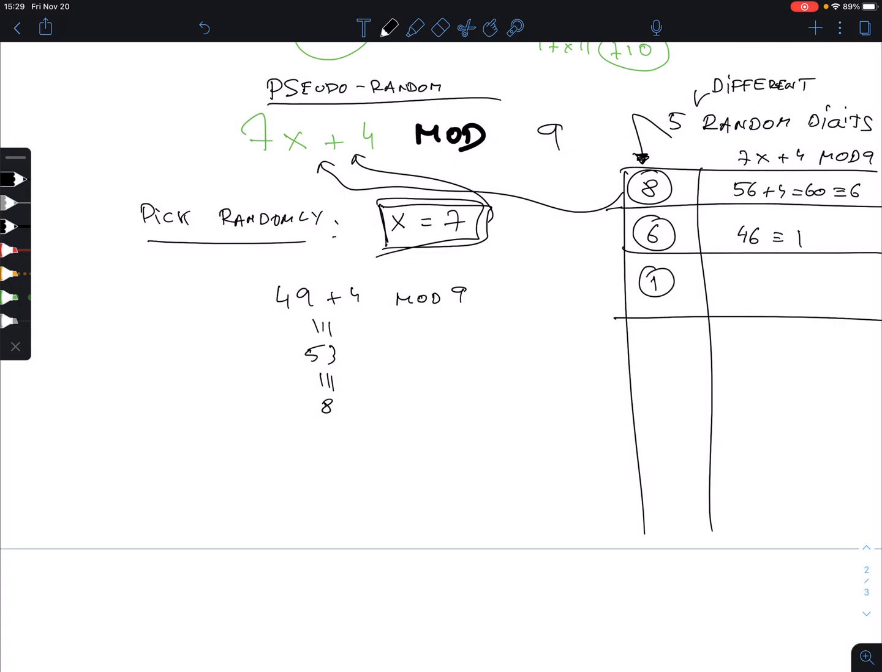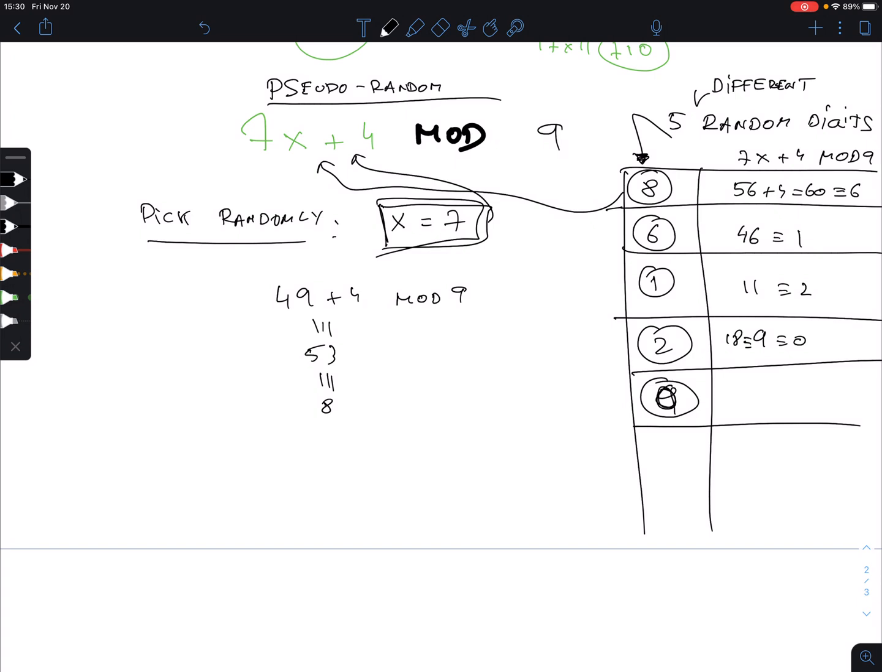I plug it in. 7 plus 4 is 11. The sum of the digits is 2. So that's my third random number. And now I plug in 2. 14 plus 4 is 18, which is the same as 9 mod 9, which is 0, of course. Now you can debate, should I put a 9 here or a 0 here? Let's put 0. Let's stick to what we really should do. And here we are. So these are 5 random digits.